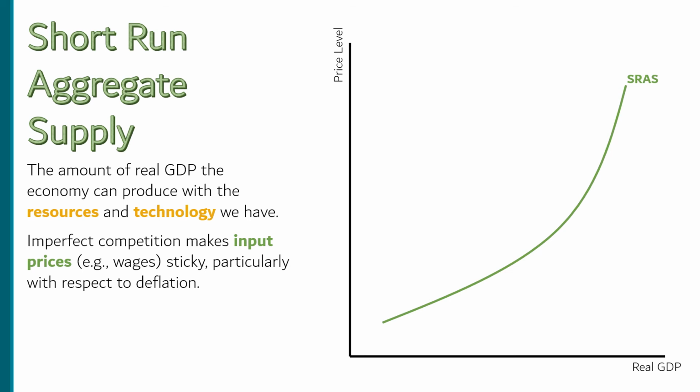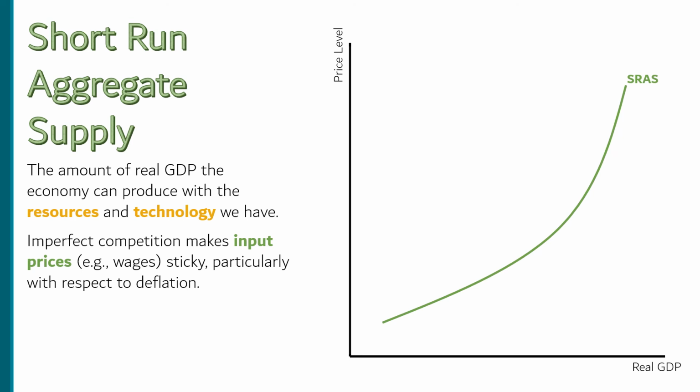But it is important to note that this is still aggregate supply. This is still describing the amount of real GDP the economy can produce with the resources and technology we have. For this reason, SRAS will always tag along when there's a change in long-run aggregate supply. That is, if LRAS shifts, SRAS will shift too and in the same direction.